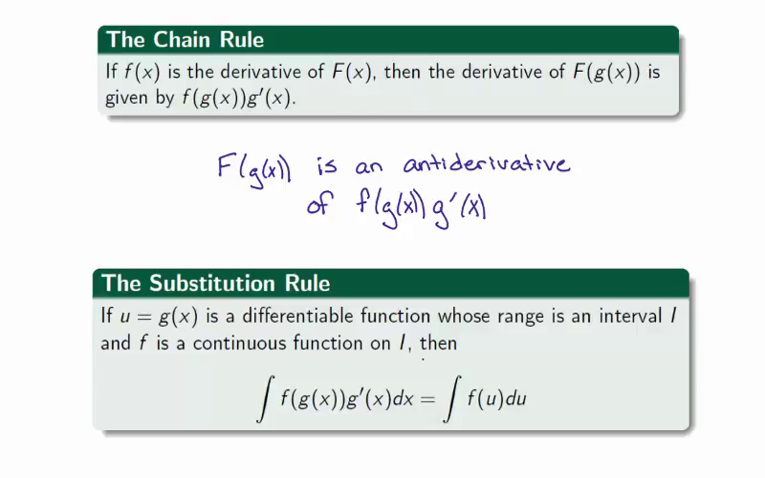The substitution rule simply says, if u equals g of x is a differentiable function whose range is an interval I, and if f is a continuous function on I, then the integral of f of g of x times g prime of x dx is equal to the integral of f of u du.